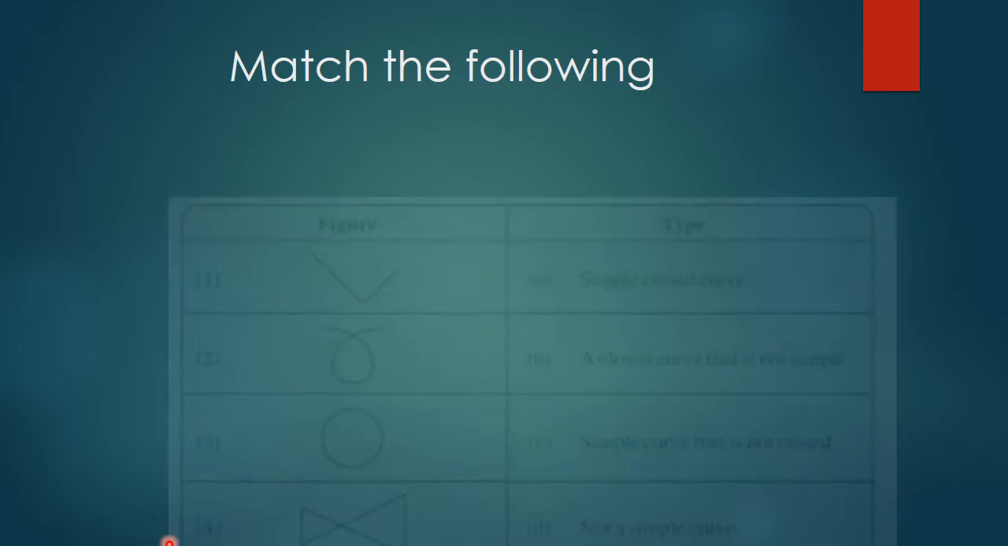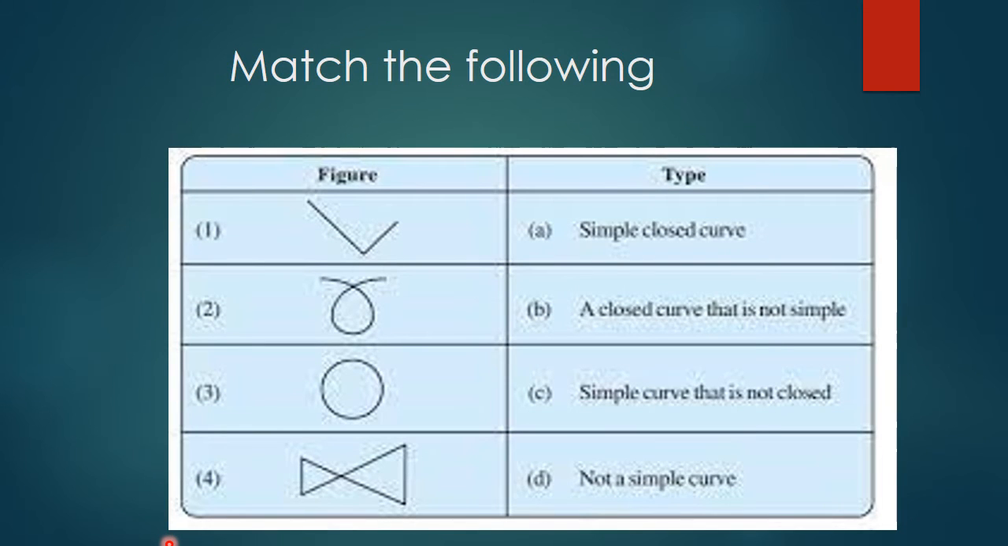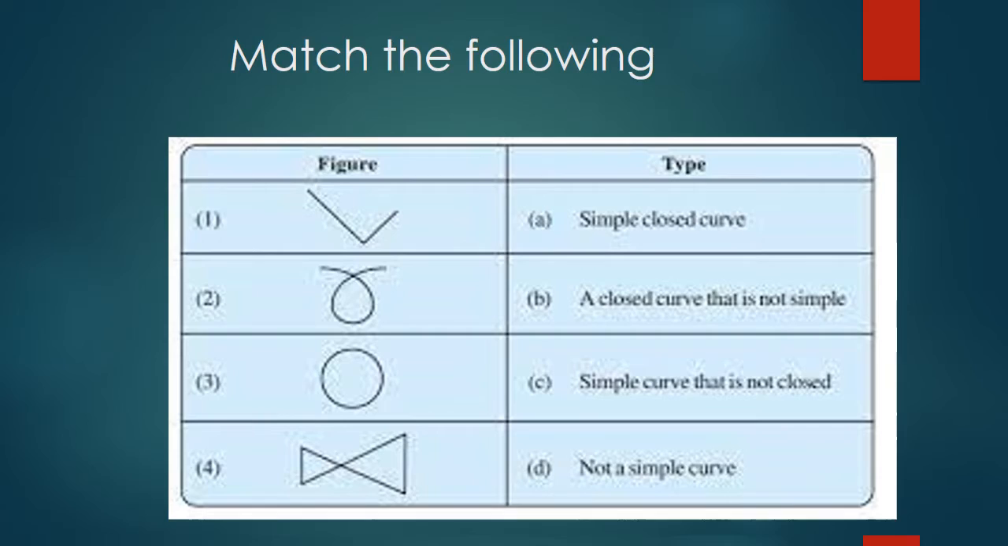Now you have to match the following here. Observe, in the previous case, whatever I had shown, now you have to match it here. So the first one you can call a simple curve that is not closed. And in the second one, you can say it is a closed curve that is not simple. The third one is the simple closed curve. And the last one, you can say it's not a simple curve because it is made out of polygon.